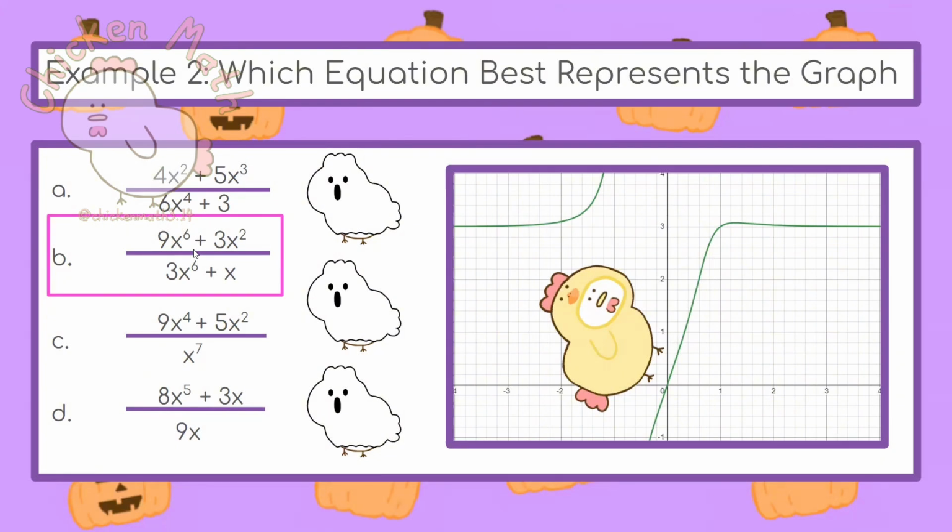For B, since the degree in the numerator is equal to the degree in the denominator, we can divide 9 by 3, and that gives us 3. And if we look at the graph, we can see that the lines are both approaching y equals 3. And for C, since the degree in the denominator is greater than the degree in the numerator, the horizontal asymptote would once again be at 0. And D, the degree in the numerator is greater than the degree in the denominator, so there isn't any horizontal asymptote.